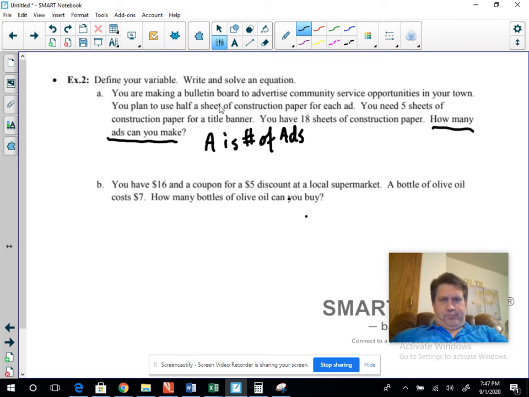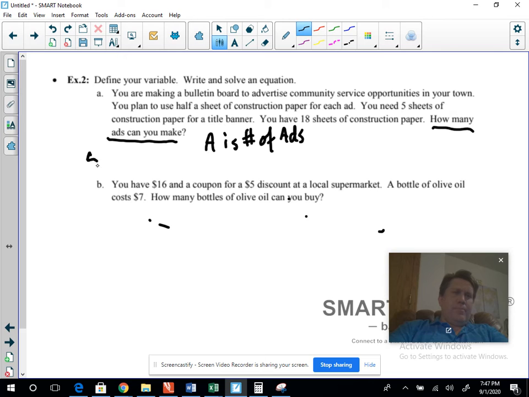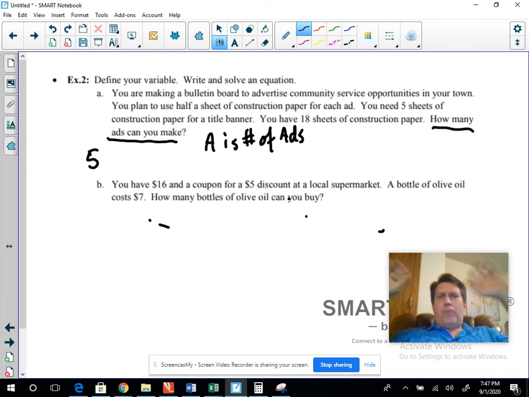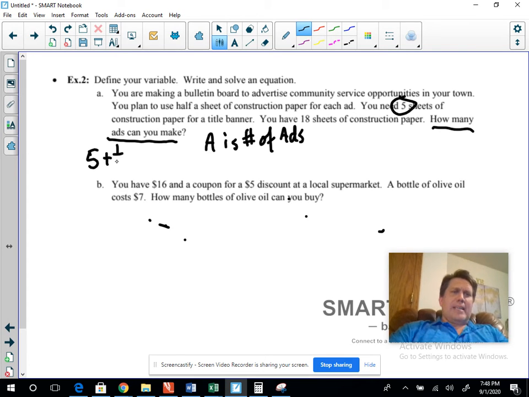All right. So first of all, it's going to take us 5 sheets of paper for the banner. That's what it says there. Then we're going to add on, it takes a half a sheet to do an advertisement.